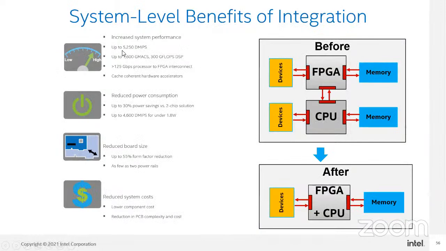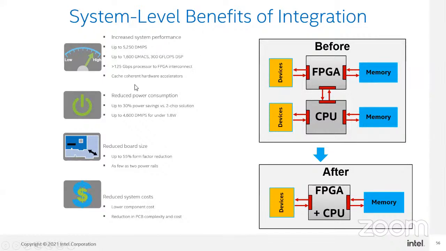Now, what are the system level benefits? This was also shown to you, but to give a quick recap, earlier the FPGA was a separate chip and the CPU was a separate chip. And now it is like a system on a board is transferred to a system on a chip. Everything is present in a single chip. When all are present in a single chip, what is the advantage? We are getting increased system performance.